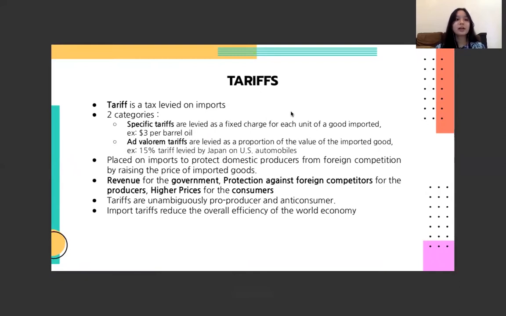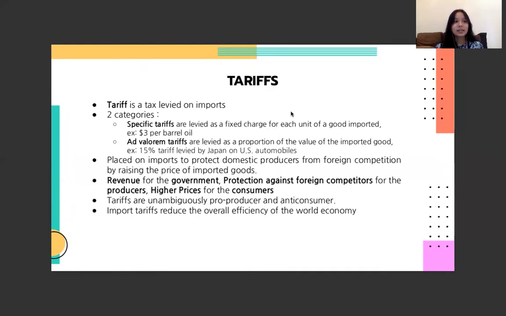A tariff is a tax levied on imported goods and services. Tariffs fall into 2 categories. First is specific tariffs. Specific tariffs are levied as a fixed charge for each unit of a good imported. For example, a $3 tariff per barrel of oil. The second is ad valorem tariffs. Ad valorem tariffs are levied as a proportion of the value of the imported good. For example, a 15% tariff levied by the Japanese government on US automobiles.